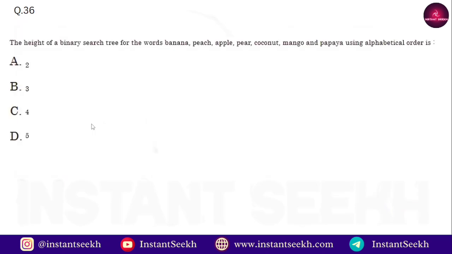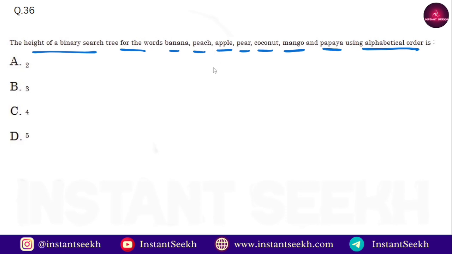Okay, next, the height of a binary search tree for the words banana, peach, apple, pear, coconut, mango, and papaya using alphabetical order is... So we need to construct the BST based on the alphabetical pattern. So let's try. So insertion rules are what? We will insert the words into the BST one by one according to BST insertion rules.